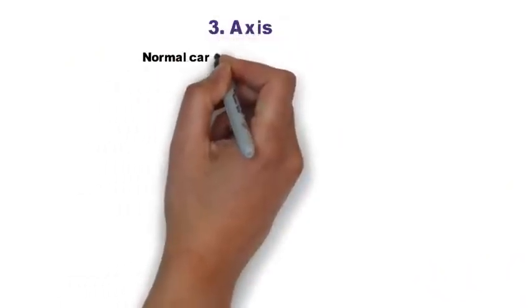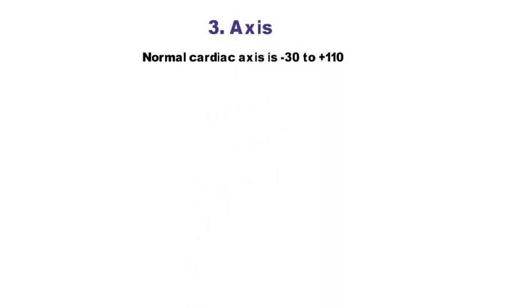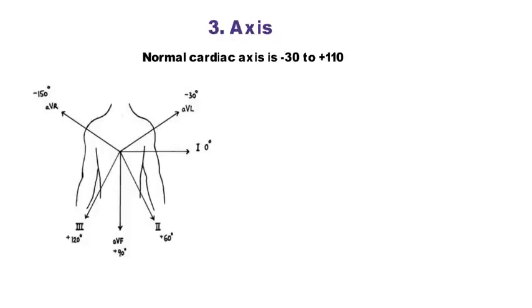Now step 3 is to calculate the axis. First of all, the normal cardiac axis is from -30 to +110 degrees. And to know about the axis, we first need to know about the 12 lead ECG. There are 3 bipolar leads, which are lead 1, lead 2 and lead 3. And 3 unipolar leads, which are augmented voltage leads, that is AVR, AVL and AVF. And there are 6 chest leads which are V1 to V6.